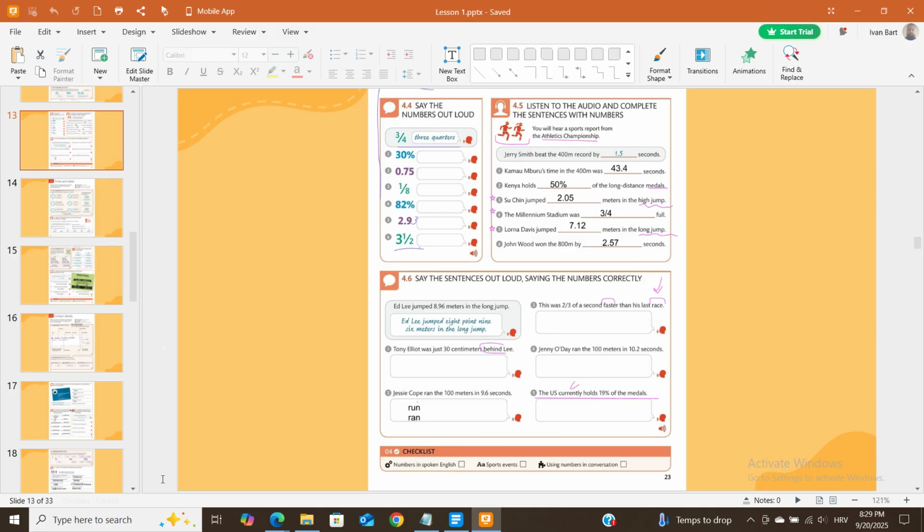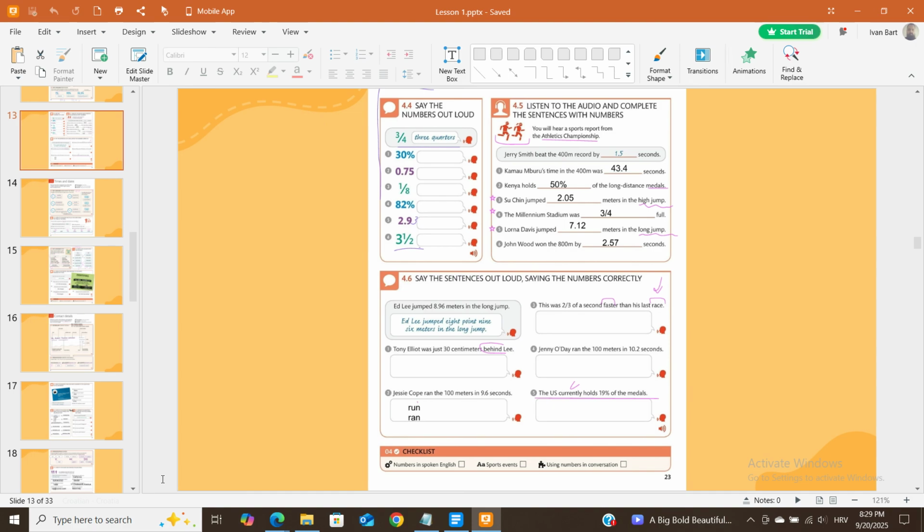$. You will hear a sports report from the athletics championship. Jerry Smith beat the 400 meters record by 1.5 seconds. 43.4. Kamau Mburu's time in the 400 meters was seconds. 2. Kenya holds Sue Chin jumped 50% of the long distance medals. 2.05 meters in the high jump.